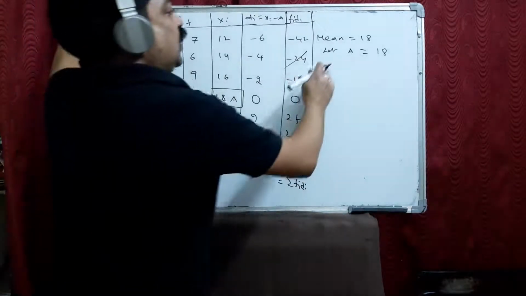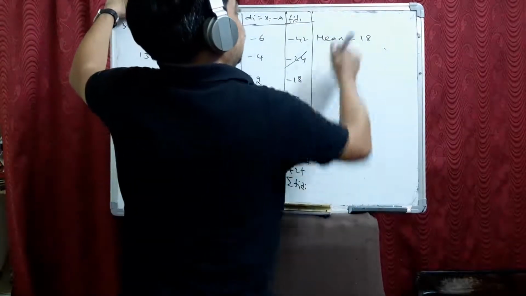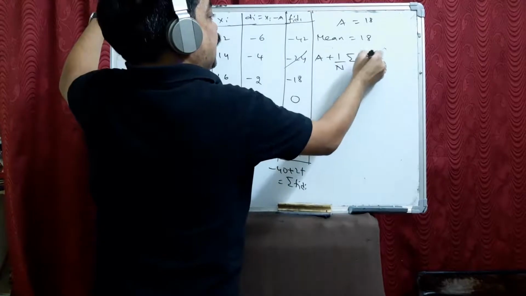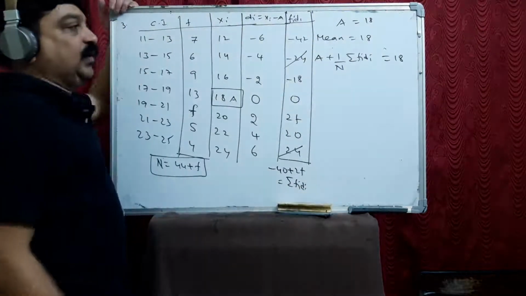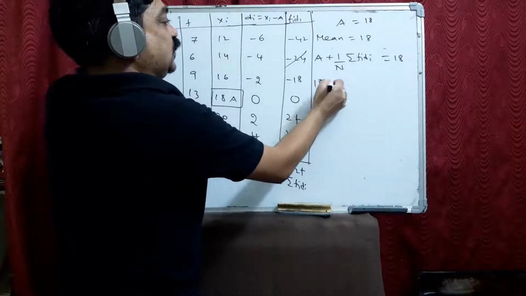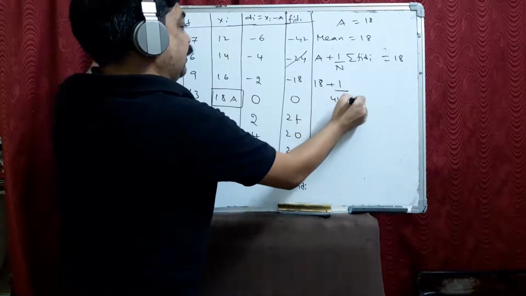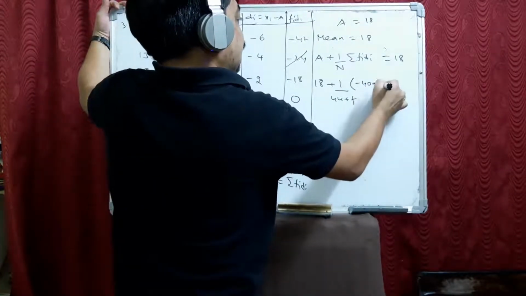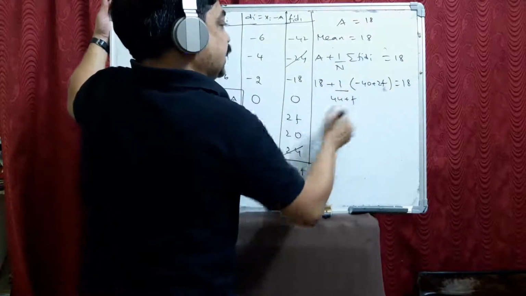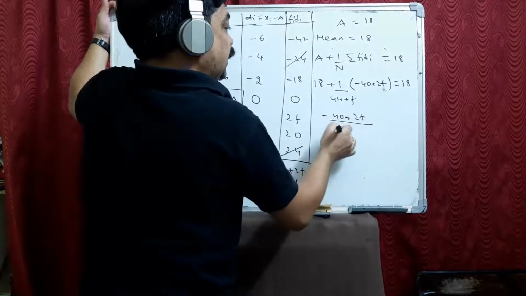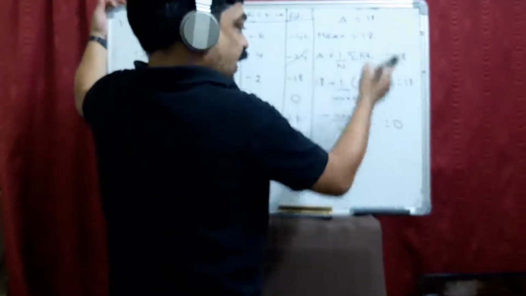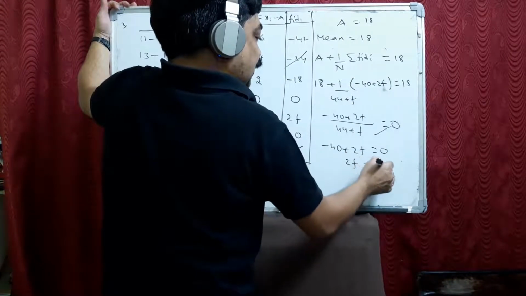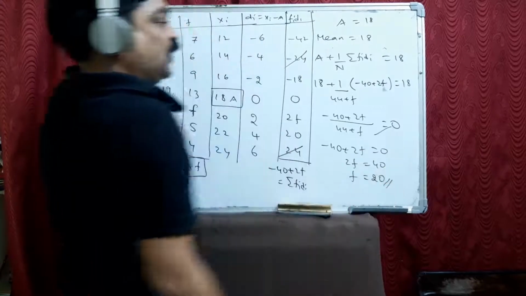Okay, now you are given the mean. We write here capital A is equal to 18. The mean formula is A plus 1 by N sigma fi di, which is 18. It is given. What is A? 18, we chose. 1 by capital N is 1 by 44 plus f, and sigma fi di is minus 40 plus 2f, equal to 18. You take this 18, and it becomes minus 40 plus 2f by 44 plus f equal to 0, 18 minus 18. Cross multiply. Minus 40 plus 2f is 0. 2f is equal to 40. f is equal to 20. Okay?